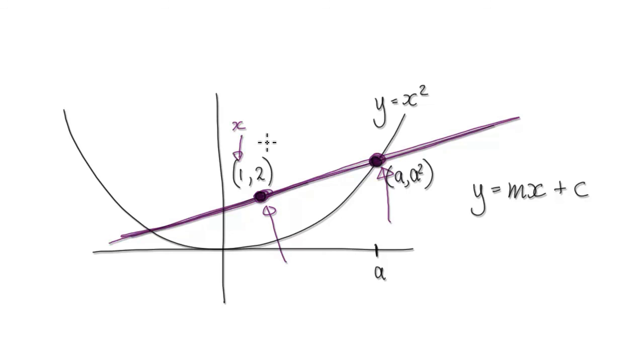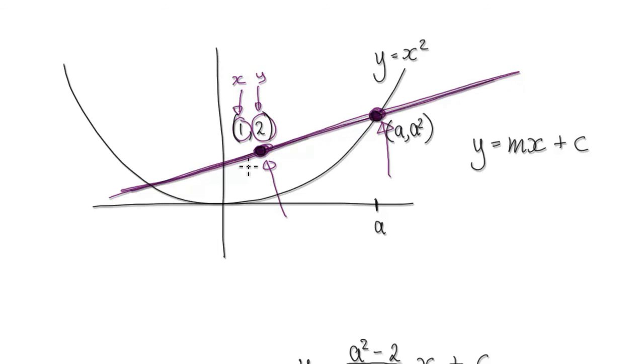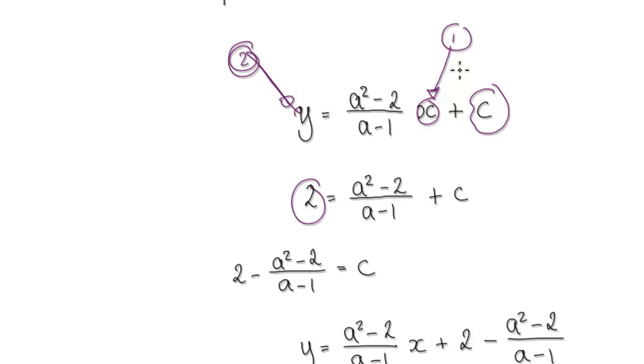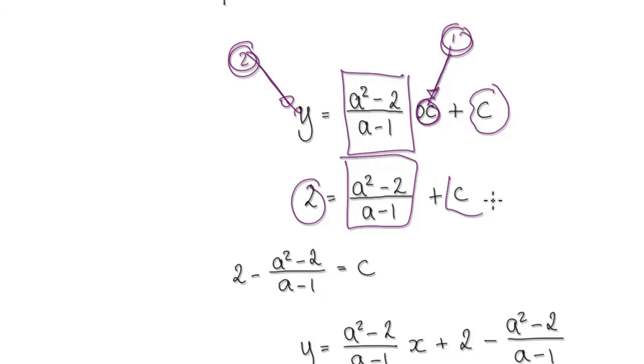So this is your x, this is your y. So put the 2 into the y, put the 1 into the x, and then work backwards to find c. So when you put 2 into the y, it will then become this. Put 1 into the x, and then 1 times this block will be this block. So now we can work out c.